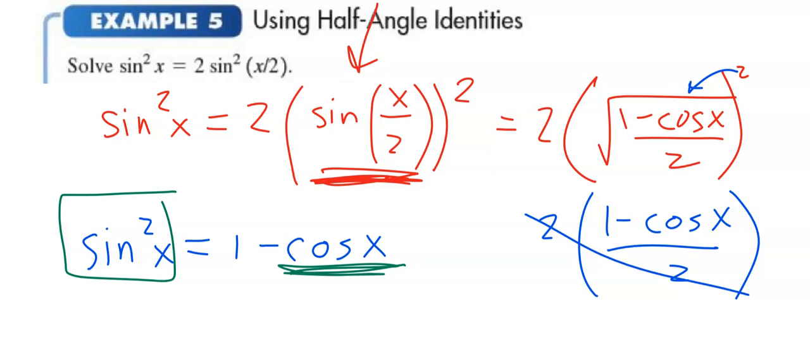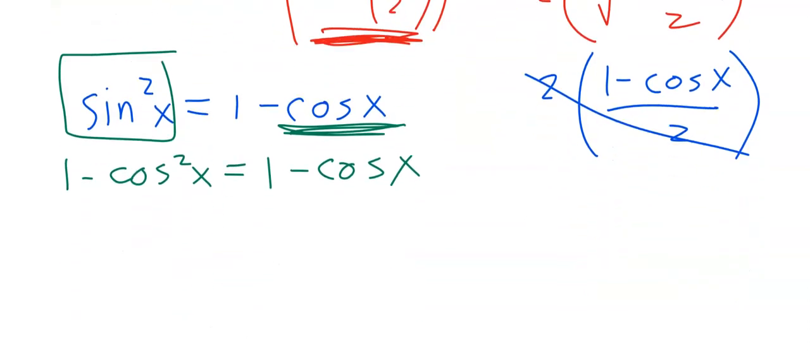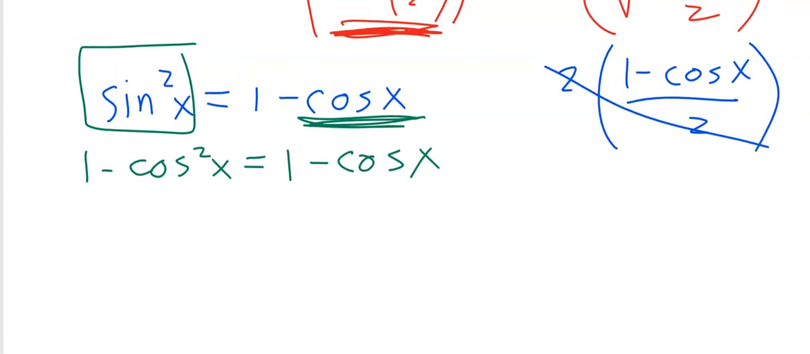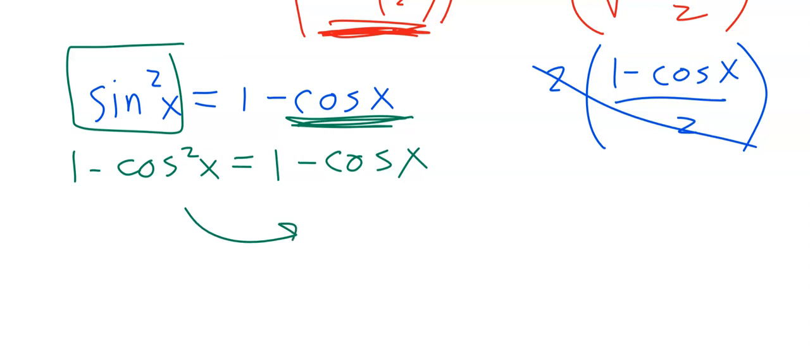1 minus, let's go simple. Pythagorean identity. Taking us back to the basic Pythagorean identity. 1 minus cosine squared x equals 1 minus cosine x. And now what? Put it on the same side. I'm not a big fan of negative coefficients on a squared term, so I'm going to choose to move everything to the right side. Okay, so that gives me 0 over here. I got a cosine squared x and a minus cosine x.